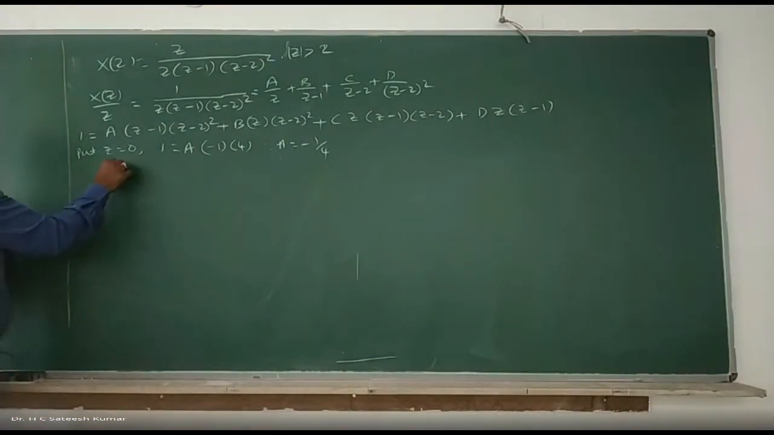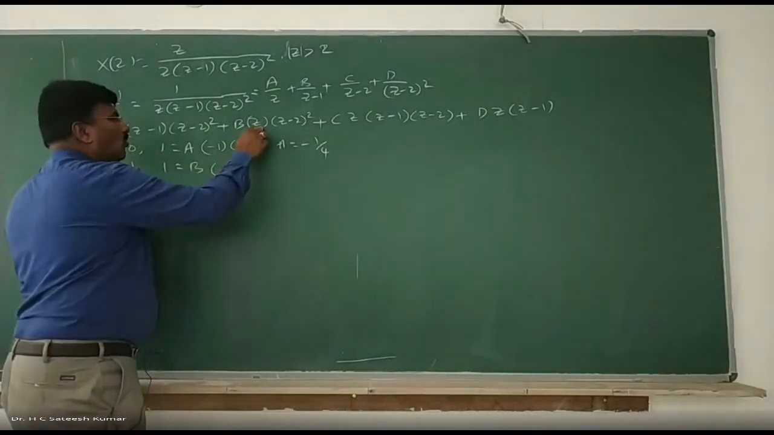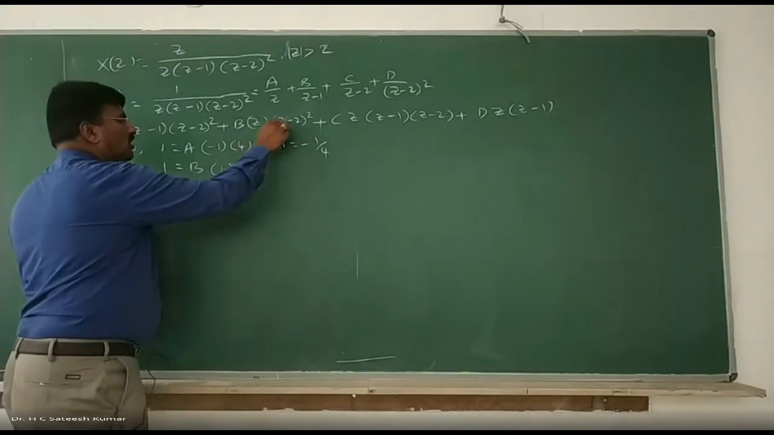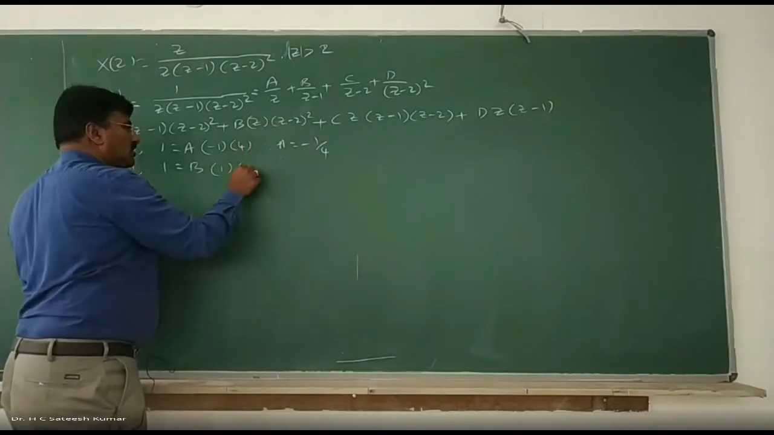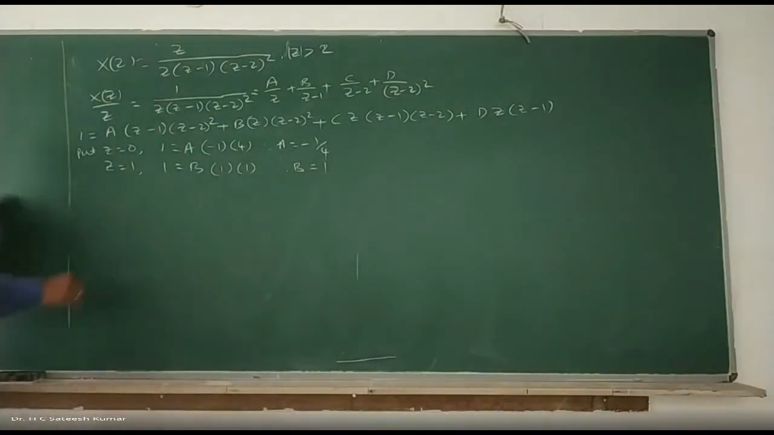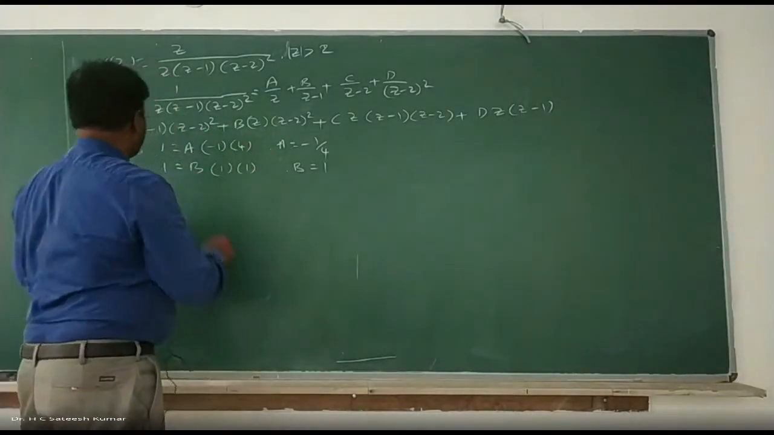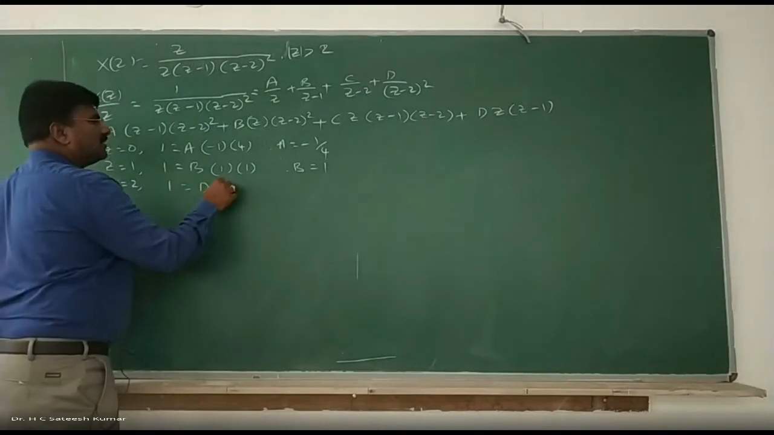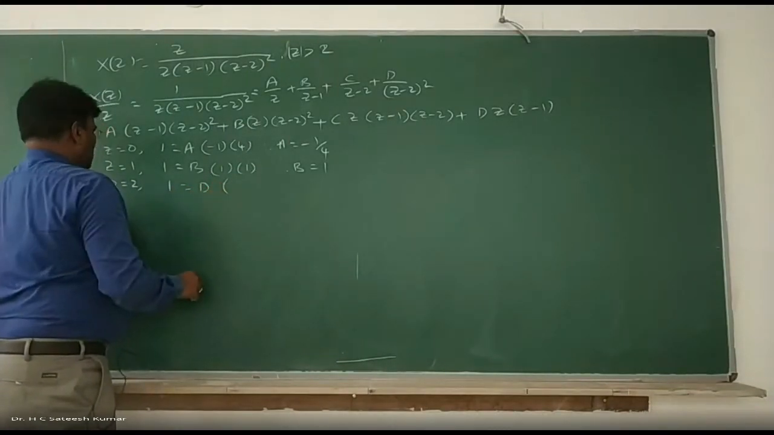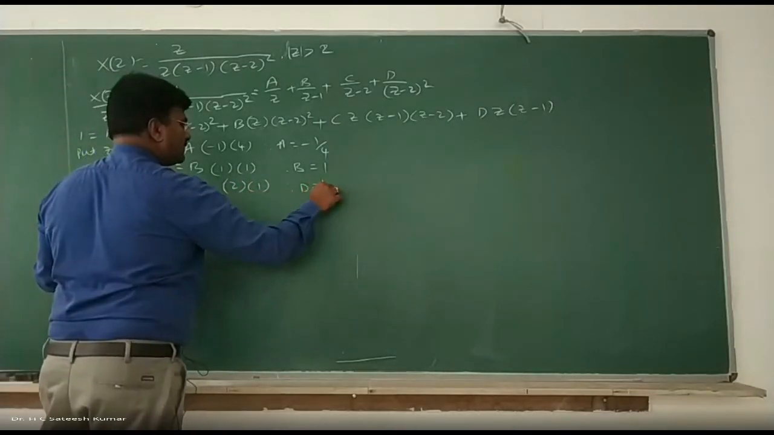Put z is equal to 1. 1 is equal to, this is 0, second one you will get. B into 1 into 1 minus 2 is minus 1, minus 1 whole square is plus 1. Therefore, B is equal to 1. Put z is equal to 2. This is 0, this is the third, the last one you will get. 1 is equal to D into 2 into 2 minus 1, which is 1. Therefore, D is equal to half.